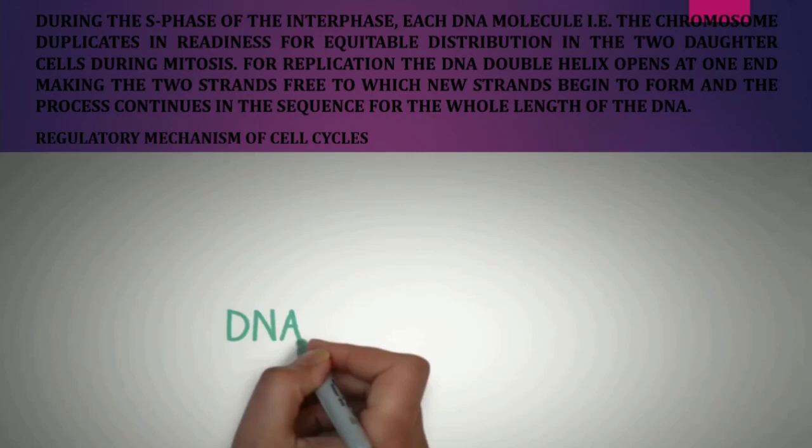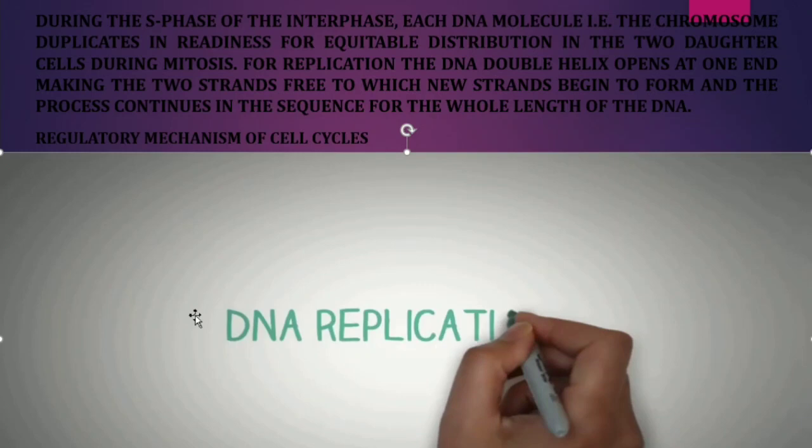Formation of new DNA. During the synthesis phase of the interphase, each DNA molecule, that is the chromosome, duplicates in readiness for distributing in the two daughter cells during mitosis. For replication, first the DNA double helix unwinds and opens at one end, making the two strands free, to which new strands begin to form, and the process continues in sequence for the whole length of the DNA.